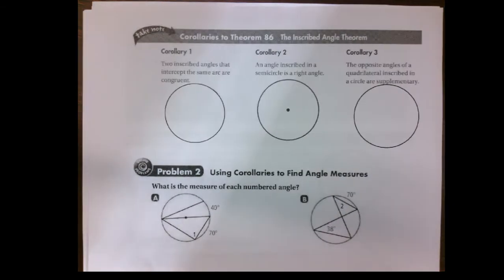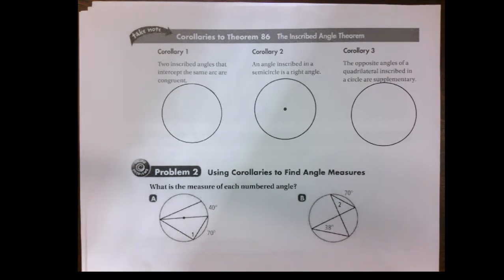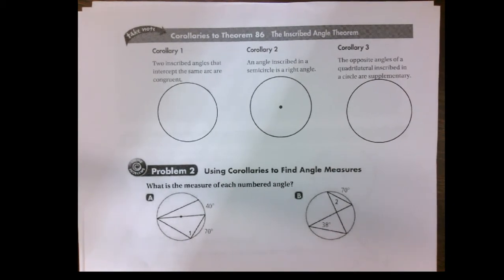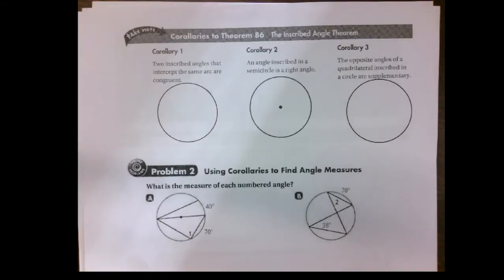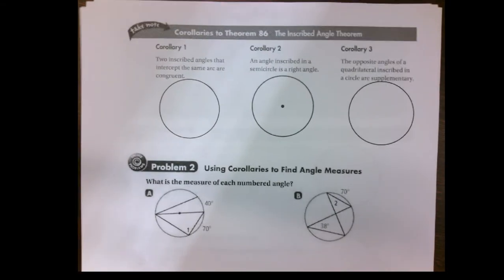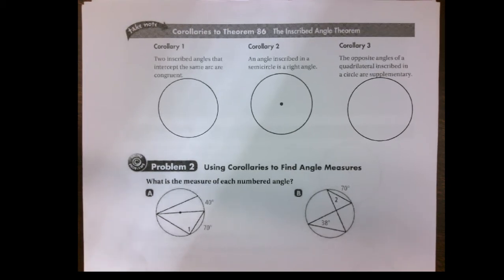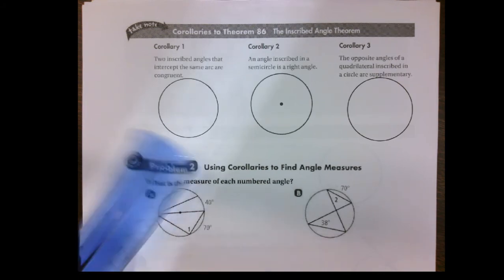So let's look at this. Now we've got corollaries to Theorem 86. This was Theorem 86, the inscribed angle theorem, and these are corollaries. Corollaries are just like little side mini theorems that directly follow from a bigger theorem, and they can be easily proven from it. So let's sketch the situation in each corollary.